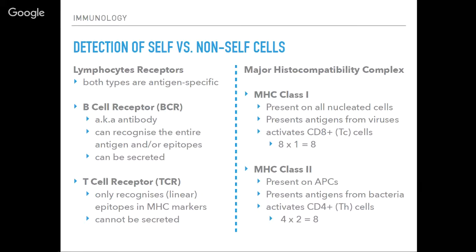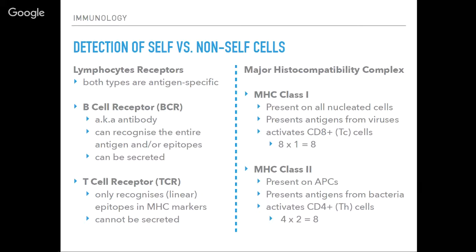All right, and now there's MHC markers. The difference between these. Class 1 activates CD8 cells, as in the cytotoxic T cells. MHC class 1 is present on all nucleated cells. So your red blood cells don't have them, but they're still considered self, but every other cell that has a nucleus will have MHC class 1. It presents antigens from viruses. This is called the rule of 8. In other words, 8 as in CD8 and 1 for MHC class 1. 8 times 1 gives you 8.